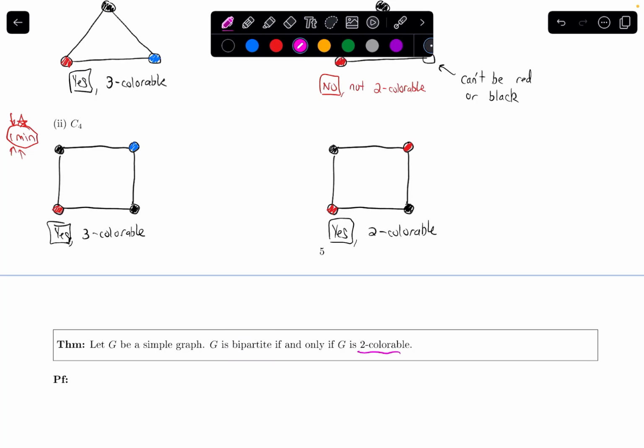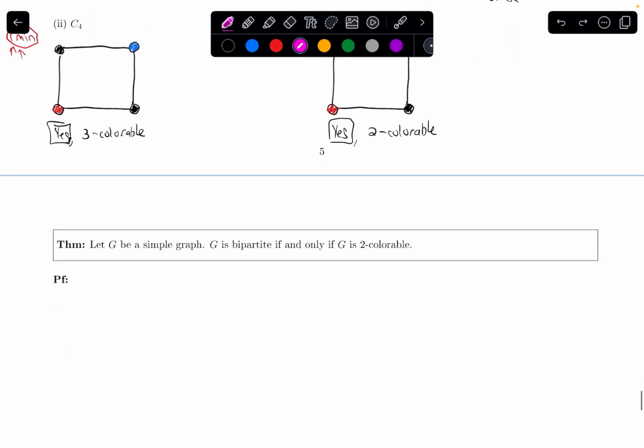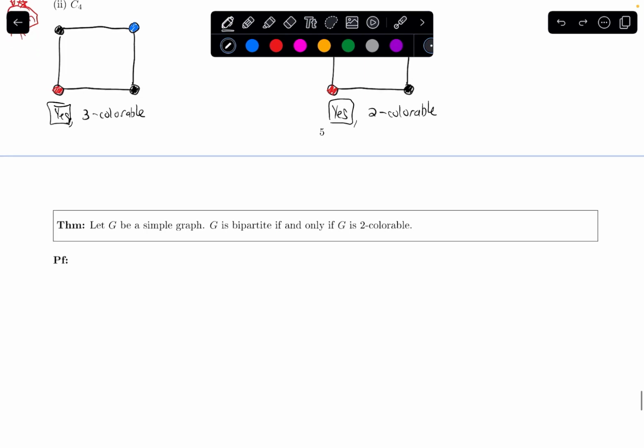There's this 2-piece element involved. Okay, so let's dive into the proof, because I have an if and only if statement, we have to show both directions. So maybe I'll start with the forward direction. In the forward direction, I assume my graph is bipartite.